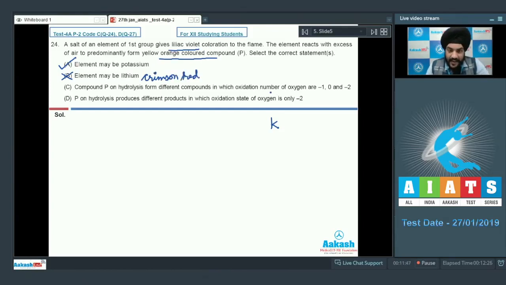Next, the examiner seems to be interested in the yellow-orange colored compound P. We've already established that the element may be potassium. Now when potassium is allowed to burn in presence of excess of oxygen, we can have a series of compounds. We can have the normal oxide, which is K2O. We can have the peroxide, which is K2O2. We can have the superoxide, which is KO2. Now if we look at the compound P which is formed, obviously the compound under question has to be KO2 because it is yellow-orange in color.